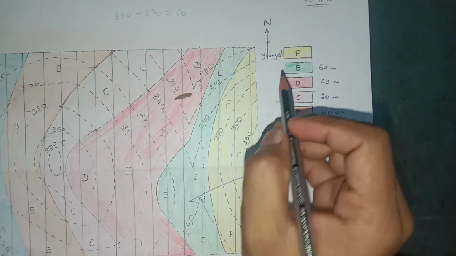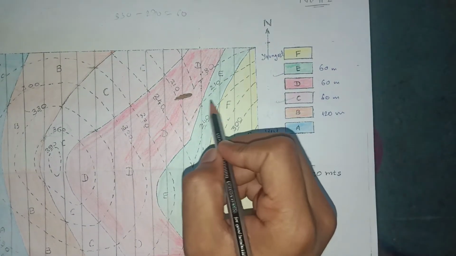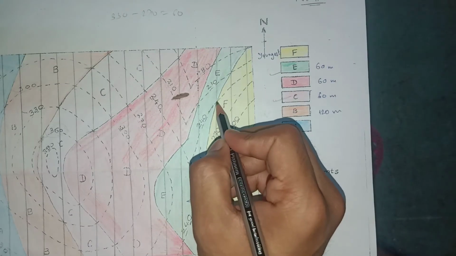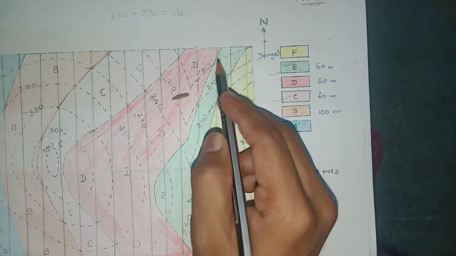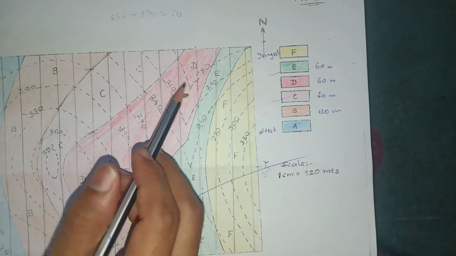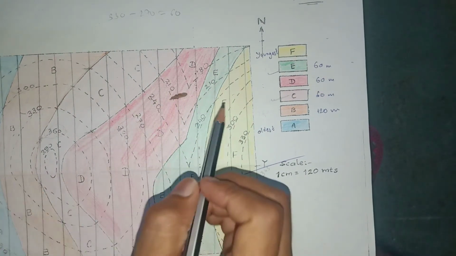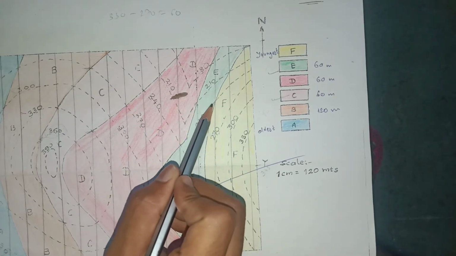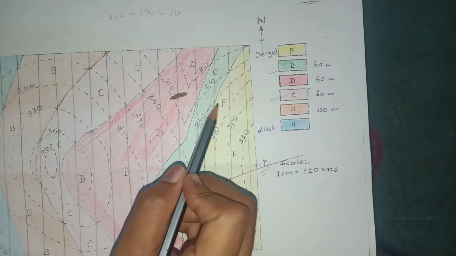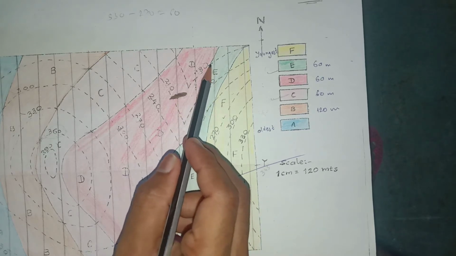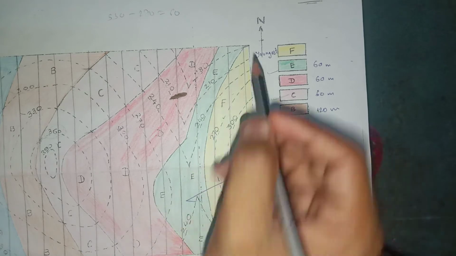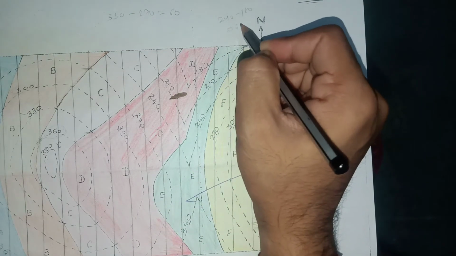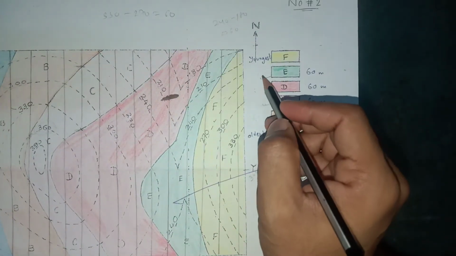Suppose you have to find the thickness of E bed. Now select the straight line which is cutting its lower point and upper point. Now I have selected, suppose, this straight line. It's cutting the lower point, F and E bed, at 240 and the upper point, D and E bed, at 180. So 240 minus 180 is equal to 60.